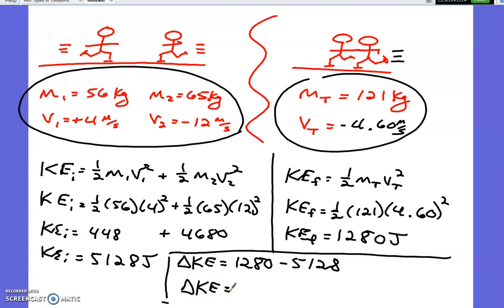We get an answer of negative 3,848, and the units of energy are joules. The reason it is negative is because the kinetic energy has decreased. The kinetic energy has gone down by that much. So that is the most amount of kinetic energy that could have been lost in any kind of collision between these two objects with those initial conditions.